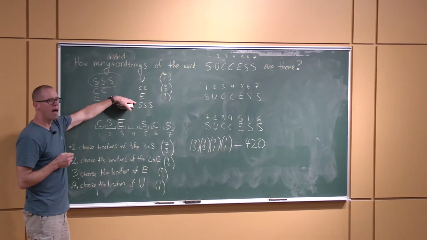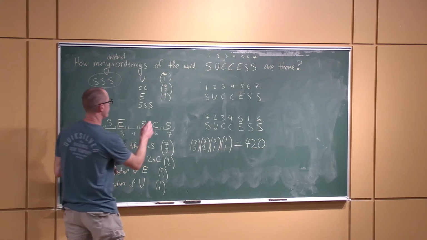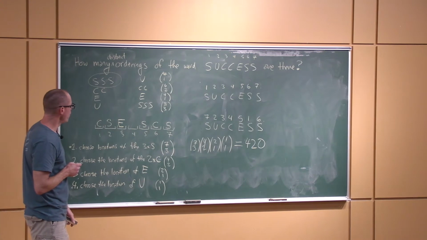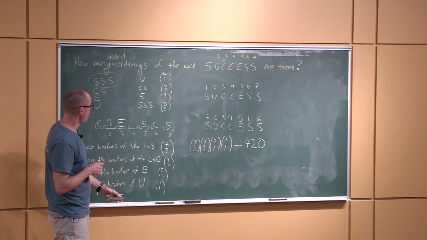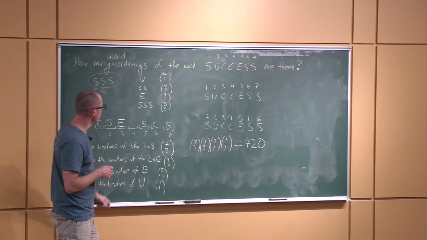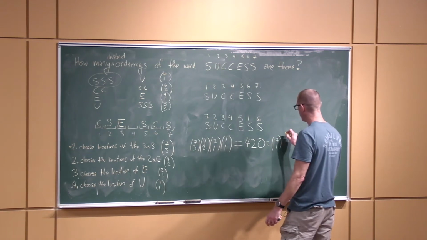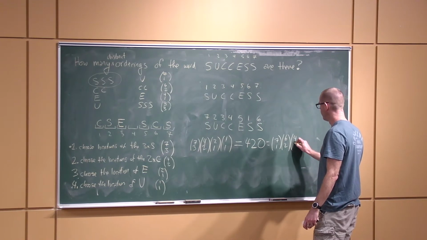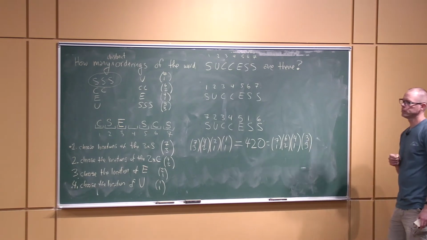Now we have 3 places left, and we have 3 letters to place. How many ways are there to place those? 3 choose 3, which happens to be 1. There's really no choice left. So by the product rule, the number of words that you can make like this is 7 choose 1 times 6 choose 2 times 4 choose 1 times 3 choose 3.